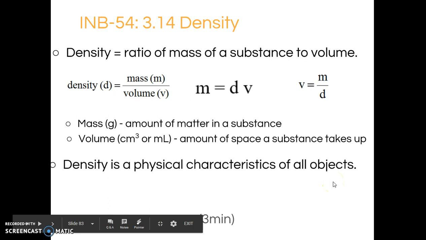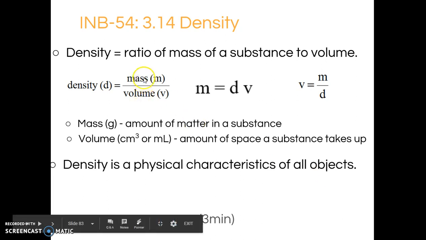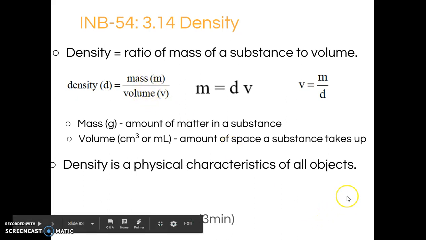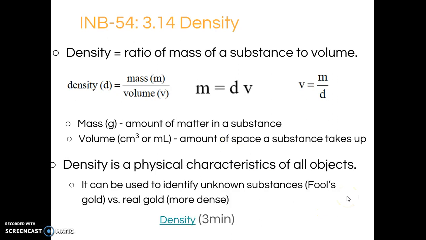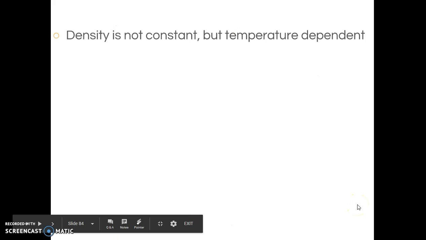So density is a physical characteristic of all objects. It's not going to change if I cut the sample in half or if I double the sample that I have. My density is always going to stay the same for each of those materials because it is the ratio of mass to volume. So if I cut the mass in half, I'm also cutting the volume in half. If I double the mass, I'm also doubling the volume. So it's going to have the same effect. So it can be used to identify unknown substances, fool's gold versus real gold. Real gold is a lot more dense than fool's gold. There is a density video that we are going to watch in class. You can watch it on your own, but we will watch it in class.